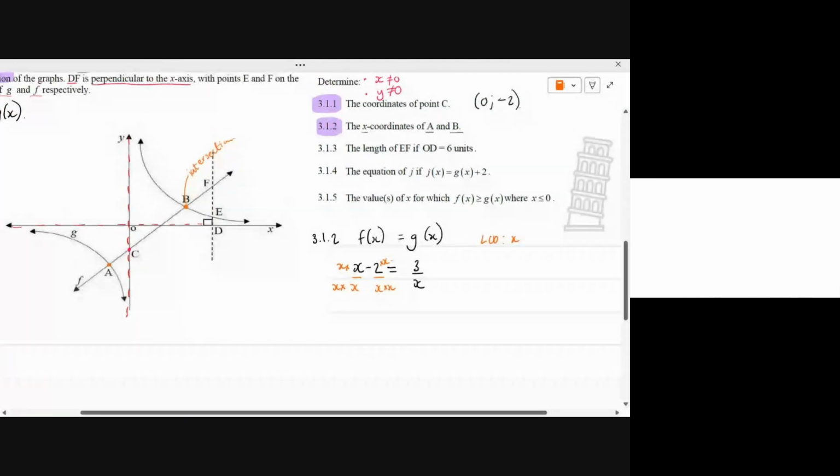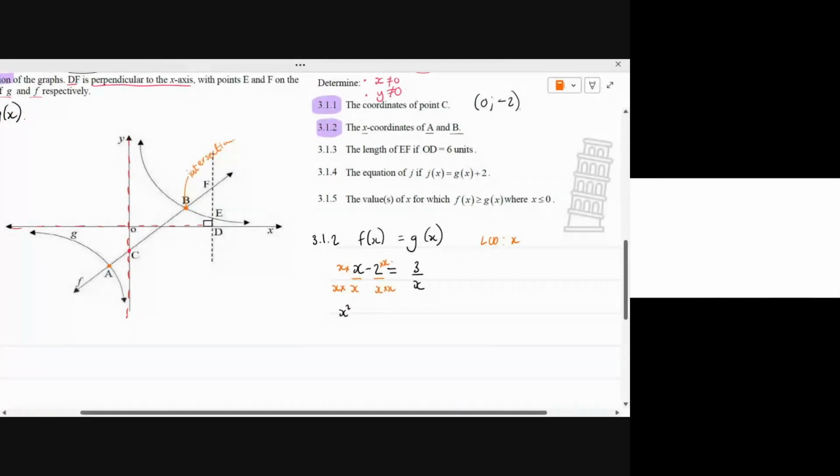All right, so at the top there, I'm going to get x squared over x, minus 2 times x will give me 2x over x, is equal to 3 over x. And remember, the nice thing about equations is that as soon as everything has the same LCD, we can just drop the LCD. We don't really need it. So the sum that we're actually working with is x squared minus 2x.